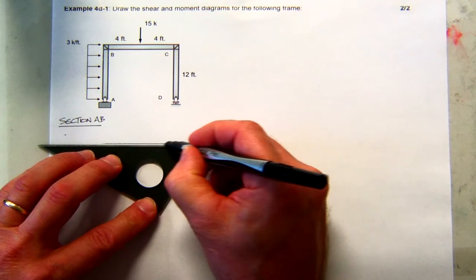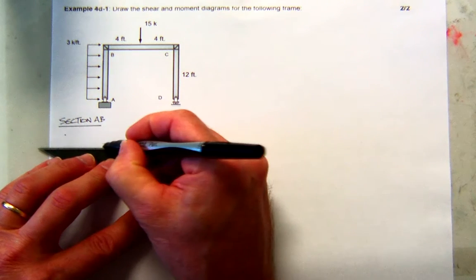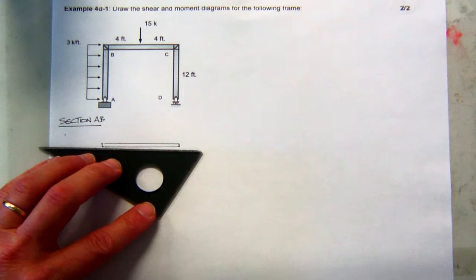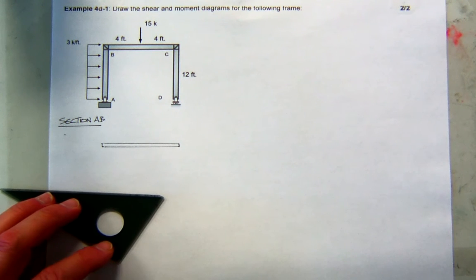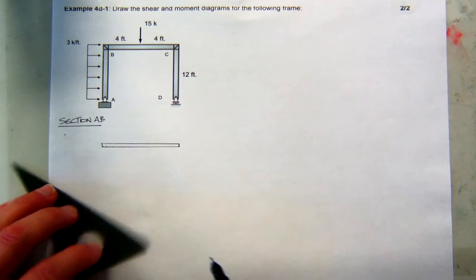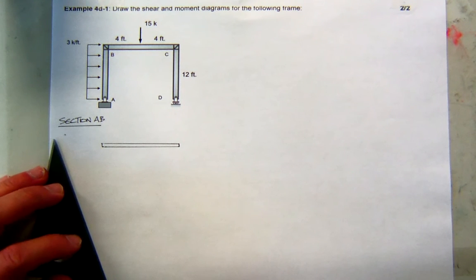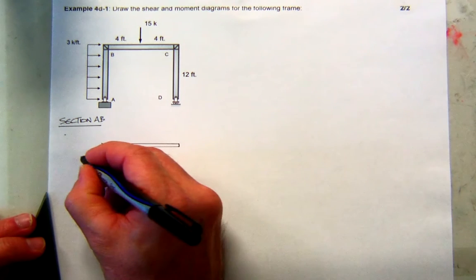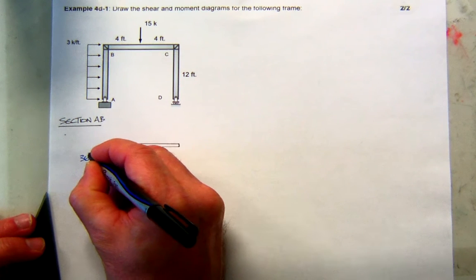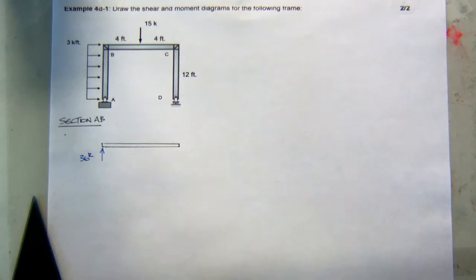So here's the beam from A to B. And if you look at your notes, you'll see that the shear at A, which is AX, is minus 36, which would be up at A. And the shear at B, which was BX, is 0. So there's no shear over here on the end.